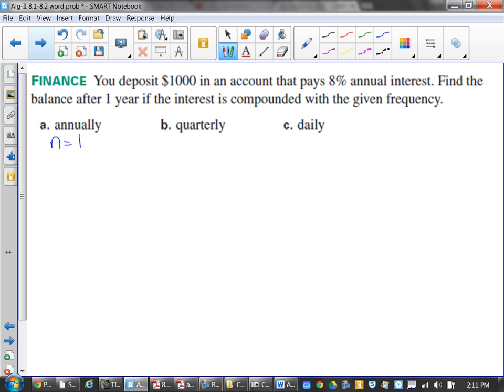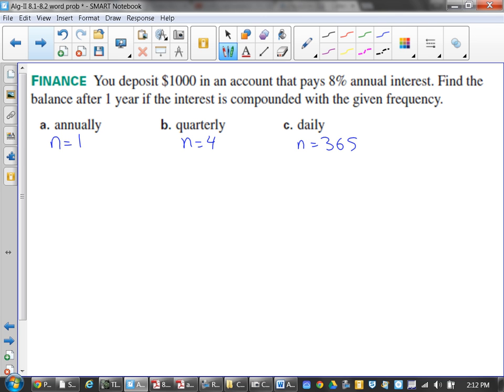If I say it's going to compound quarterly, how many times would it compound? 4 times. If I say it's going to compound daily, 365. Obviously, if it's a leap year, they put 366, but in this case 365.